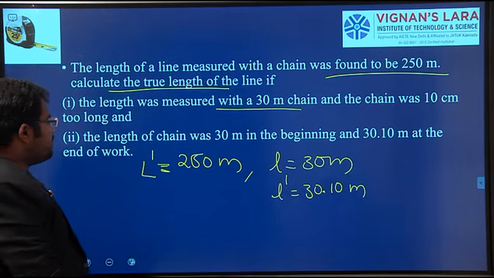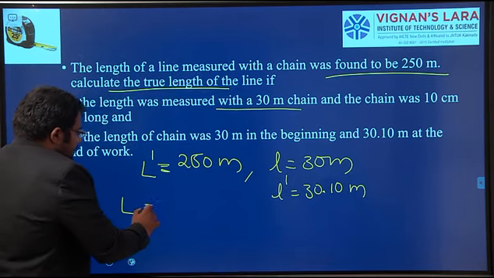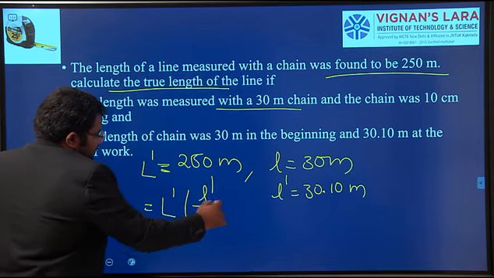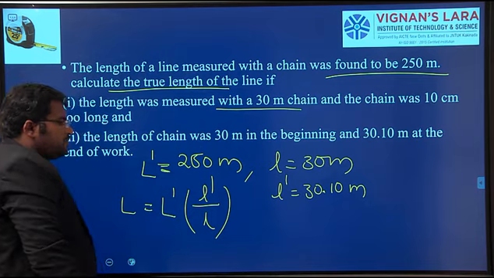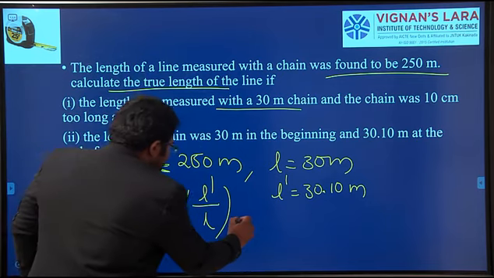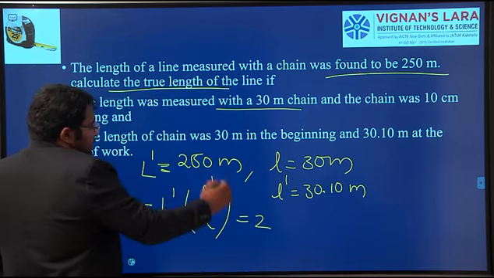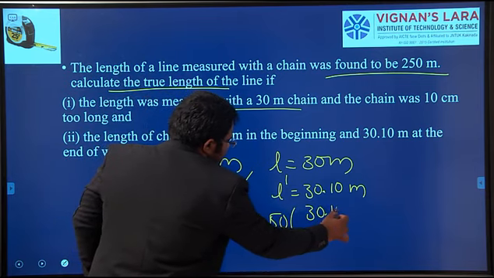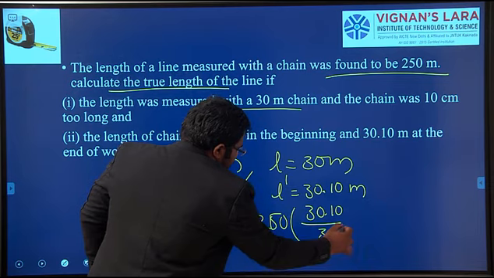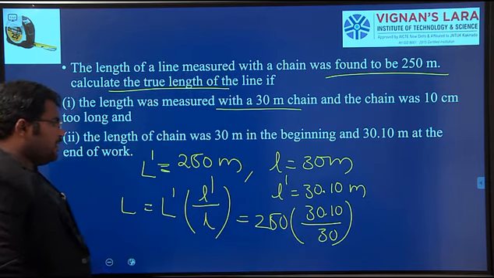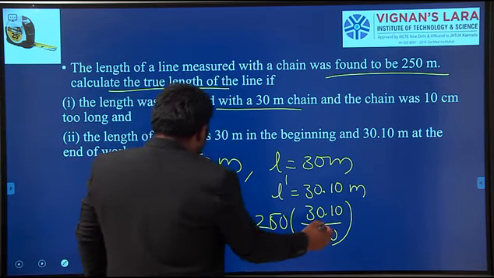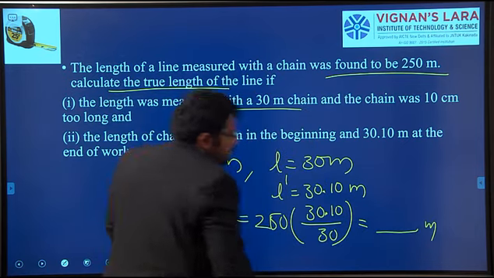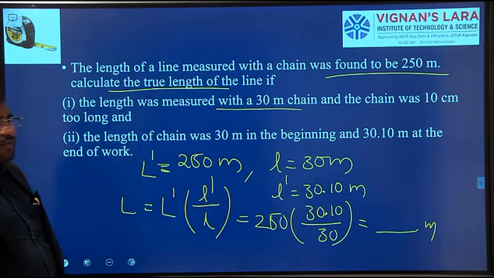Now I can substitute in the equation: the true length of the line L is equal to L dash into L dash by L. That is 250 divided by 30.10, divided by the correct length, 30. Finally we will get a value in terms of meters. Please calculate and find out the answer.